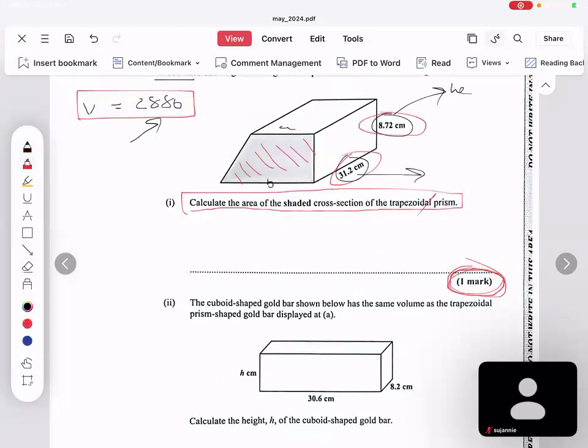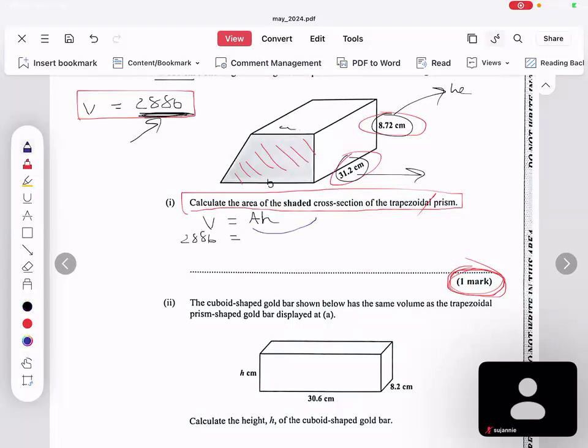Here the math says, we know volume is equal to area times height. So assuming that you guys remember what A stands for and what H stands for, let us see. Were we told what the volume is? Yes, we were. So we're going to put that 2,886 right here. So we don't know what A is. So the question then is, what is A?